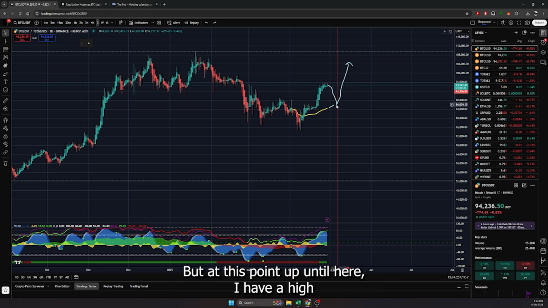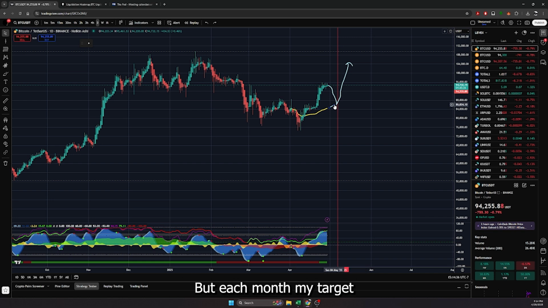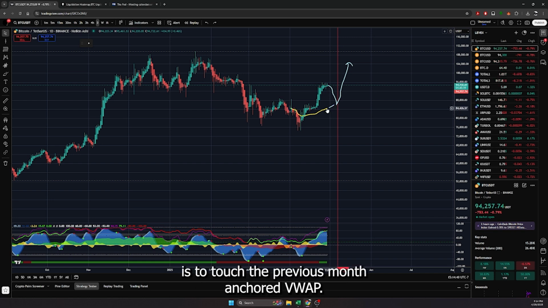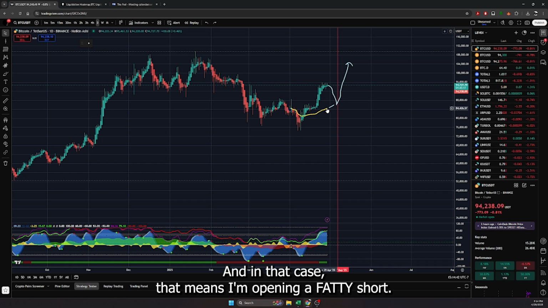But at this point, up until here, I have a high likelihood of what's going to happen. After we touch this line, I have no idea. And we're just going to play it day by day. But each month, my target is to touch the previous month's anchored VWAP. And in that case, that means I'm opening a fatty short.